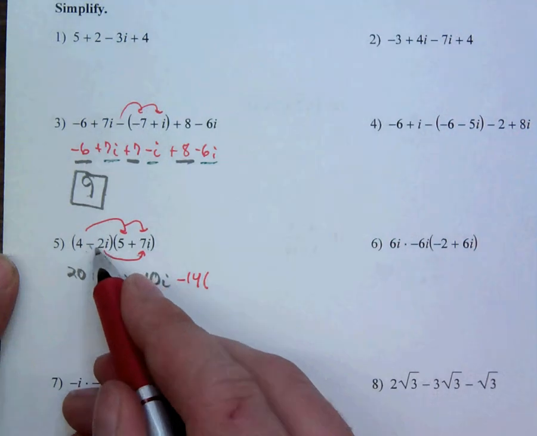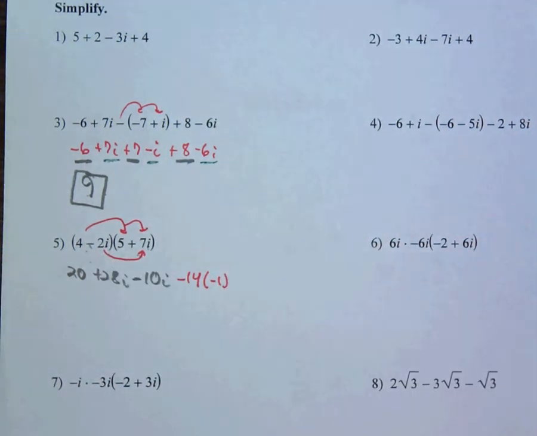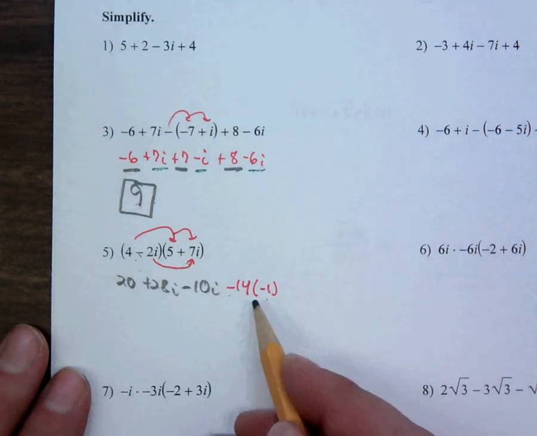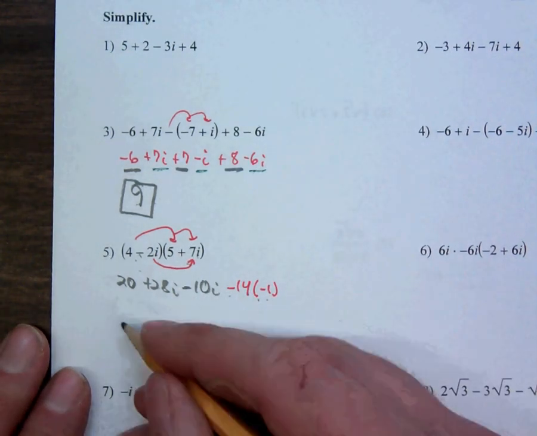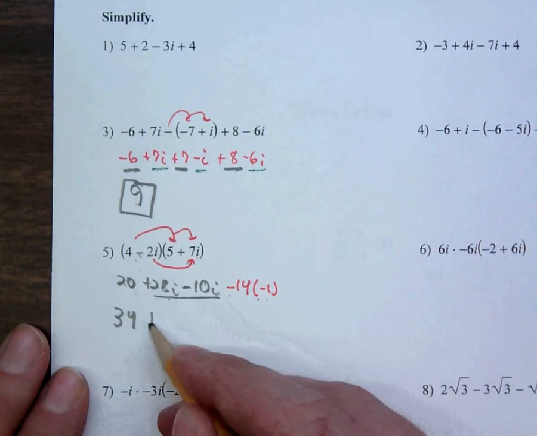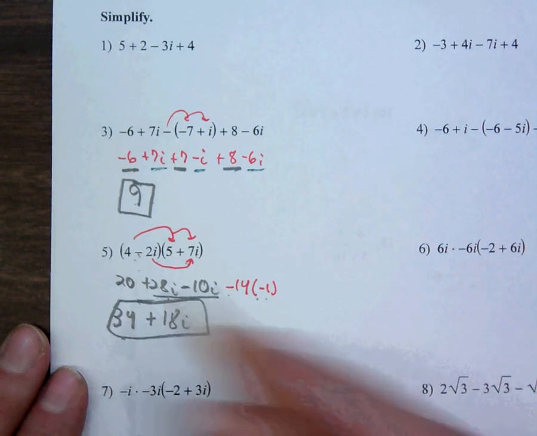So instead of writing negative 14 times i squared, it's negative 14 times negative 1, which is a real part. Negative 14 times negative 1 is positive 14. 20 plus 14 is 34. 28i minus 10i is 18i. So we get 34 plus 18i.